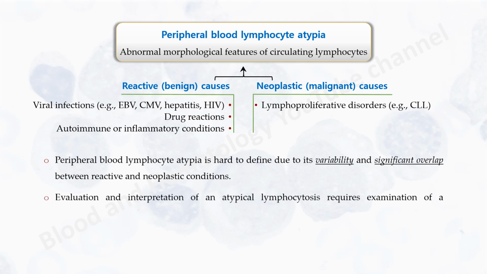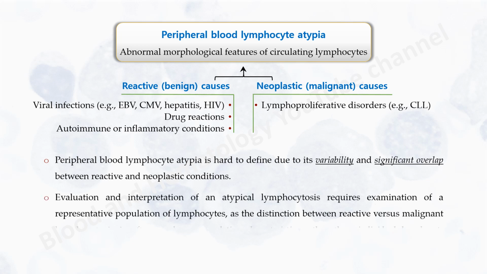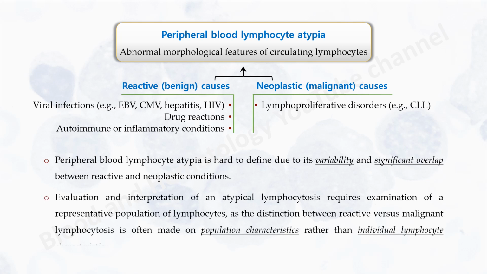Evaluation and interpretation of an atypical lymphocytosis requires examination of a representative population of lymphocytes, as the distinction between reactive versus malignant lymphocytosis is often made on population characteristics rather than individual lymphocyte characteristics.